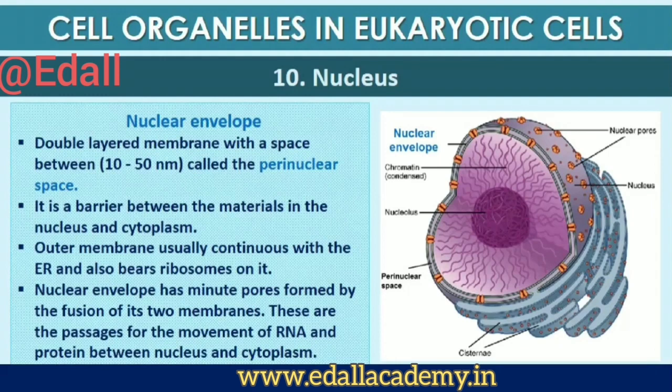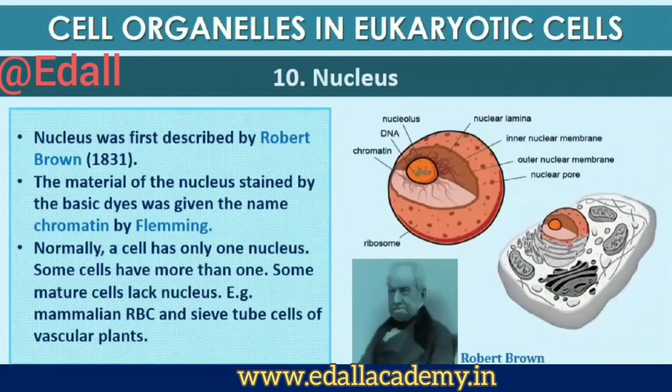At a number of places the nuclear envelope is interrupted by minute pores, which are formed by the fusion of its two membranes. These nuclear pores are the passages through which movement of RNA and protein molecules takes place in both directions between the nucleus and the cytoplasm.